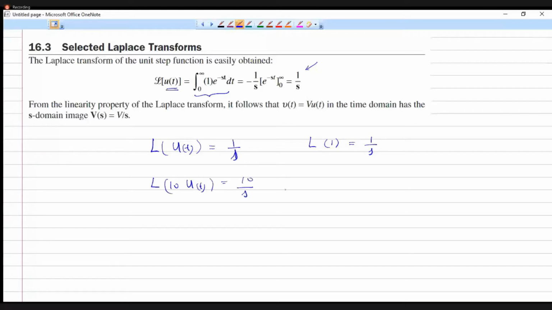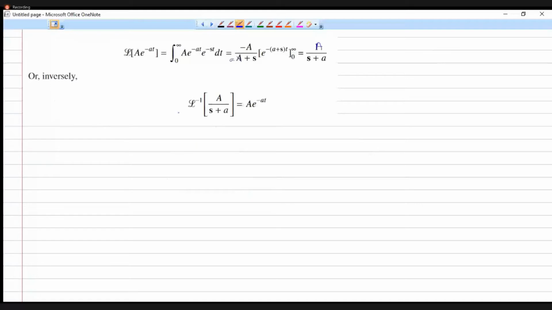You don't have to do the integration each and every time. Or in other words, the Laplace transform of 10, if it is a voltage, you can convert it to 10 by s. So that's explained here. We have the linearity property of the Laplace transform, which allows us to multiply any function with a constant and then convert it to its Laplacian transform. Just replace the function with 1 by s, and you can multiply the constant as such.